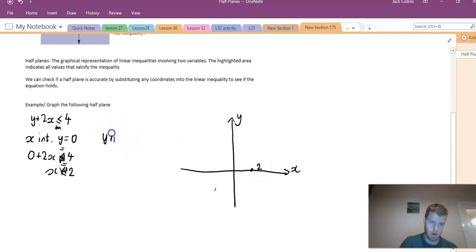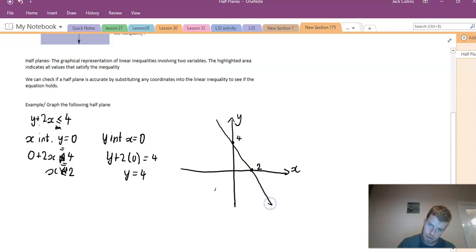And then similarly, y-intercept when x equals 0 is y plus 2 times 0 is equal to 4. Once again, the sign doesn't matter at this stage, we're just finding the x and y-intercepts. So y must be equal to 4. So if we graph that there, 4, and then we can connect the dots, make sure you're using a ruler obviously for this, doing an arrow either way, and labeling it as y plus 2x equal to or less than 4. So step 1 is find x and y intercepts.